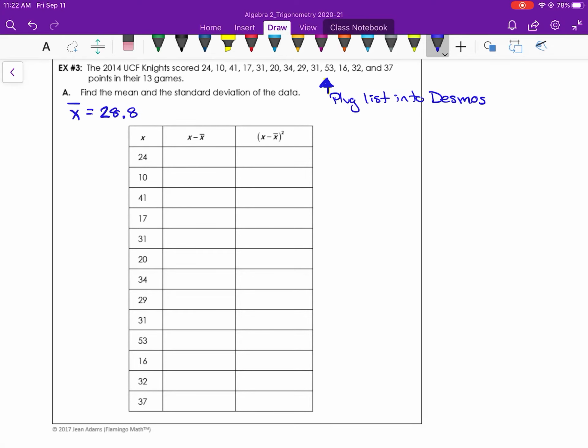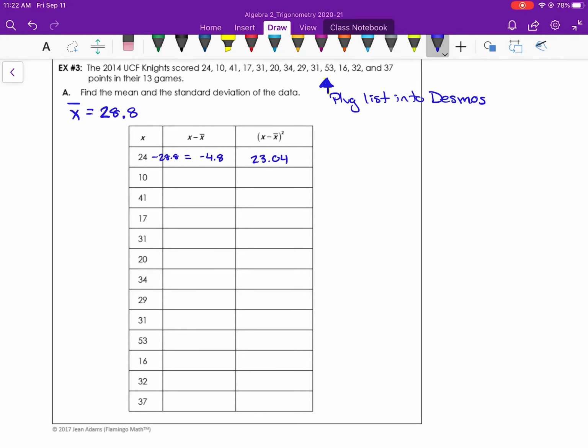have to first do the x minus the mean, and then that answer squared. So for 24, it's going to be 24 minus 28.8, which equals negative 4.8. Okay, and then you square that answer to give you the next column, which would be 23.04. Alright, and that's how we get all these values here.